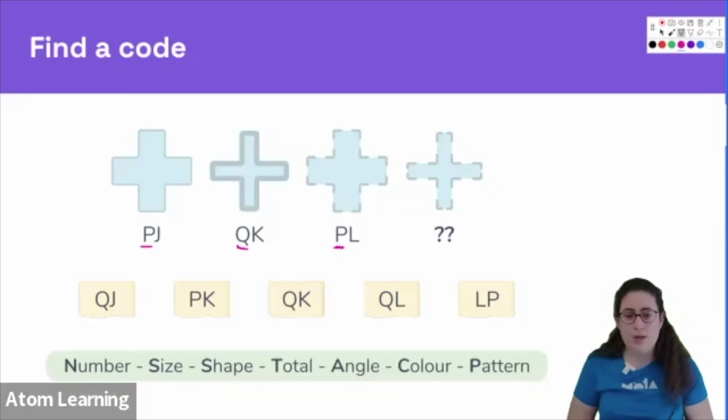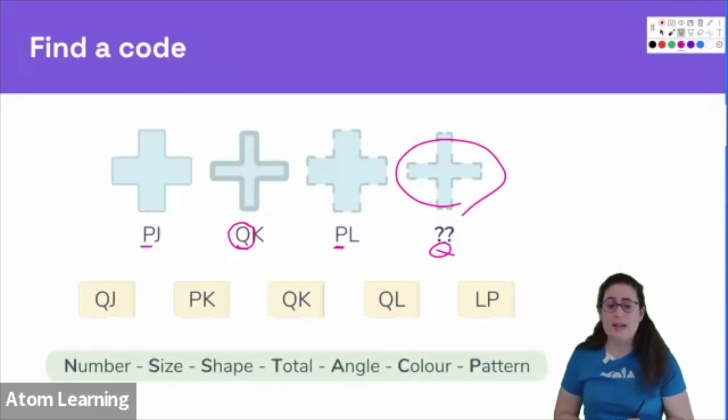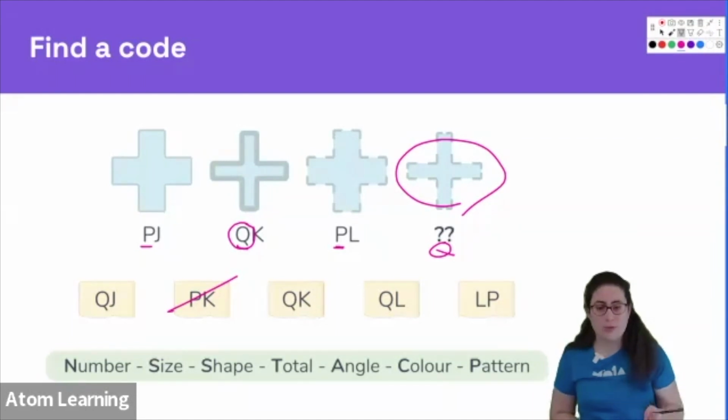We need to find the code for this cross at the end over here, and that one's thinner than the 2 that have the P as the first letter for the code, but it is the same width as this one, so maybe it needs to have a Q in the first letter. It definitely doesn't have a P in the first letter, so we can eliminate that answer option, right?